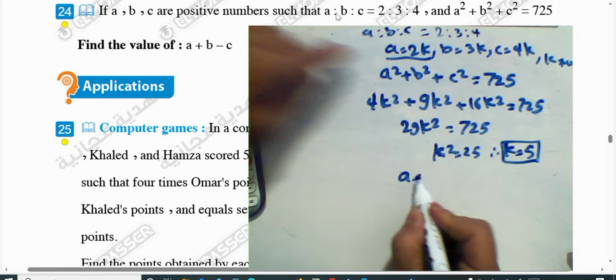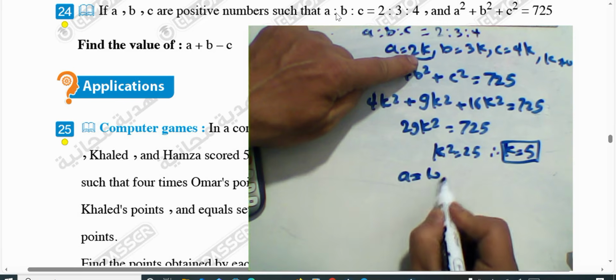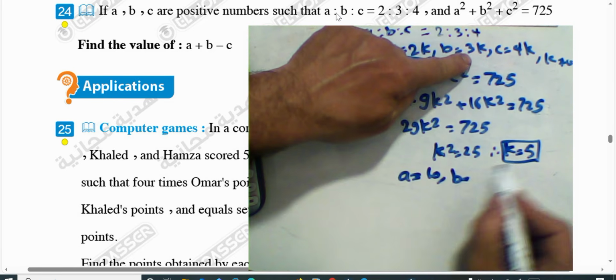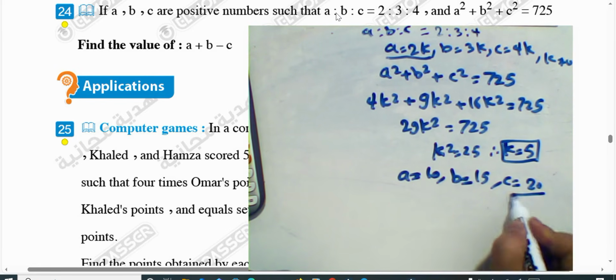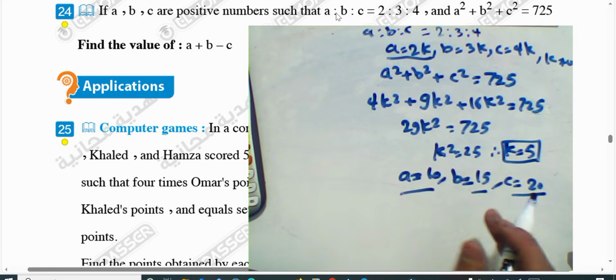A will be equal to 2 times k, 2 times 5 equals 10. And b equals 3 times k, 3 times 5 is 15. And c equals 4 times 5 equals 20. Okay, we have a, b, c.